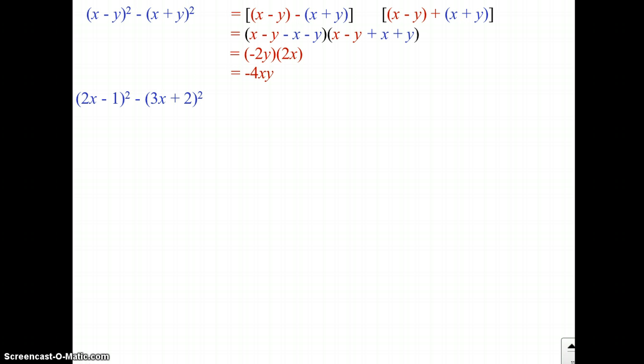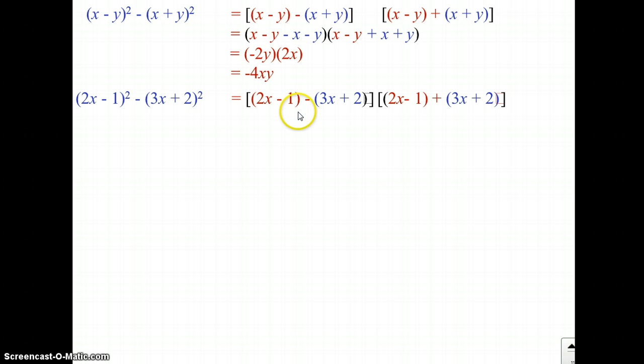All right, the next one here, same idea. Take the square root of each term, make them conjugate binomials. So 2x minus 1 is the front of each bracket, 3x plus 2 goes in the back of each bracket, and make them conjugate binomials. One negative, one positive. We're done factoring.